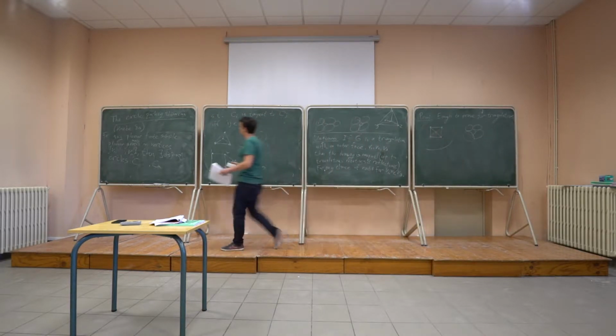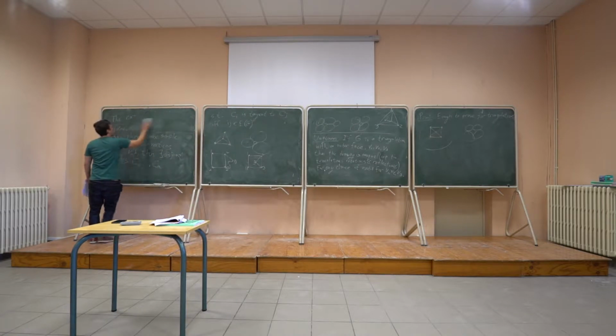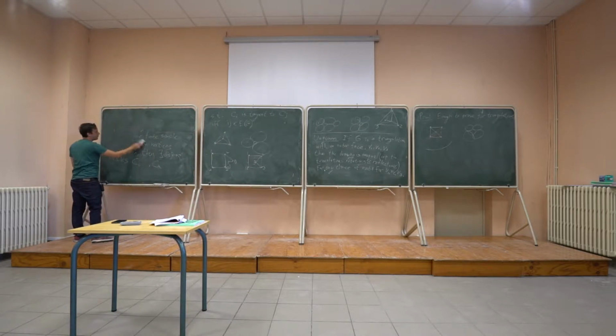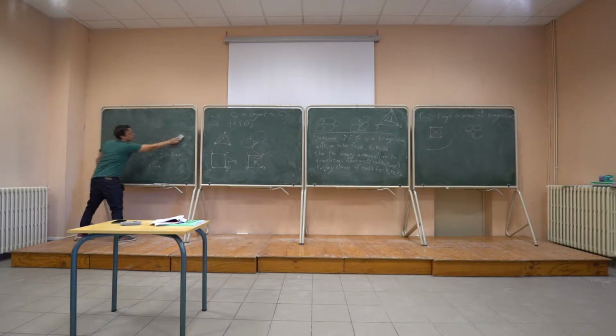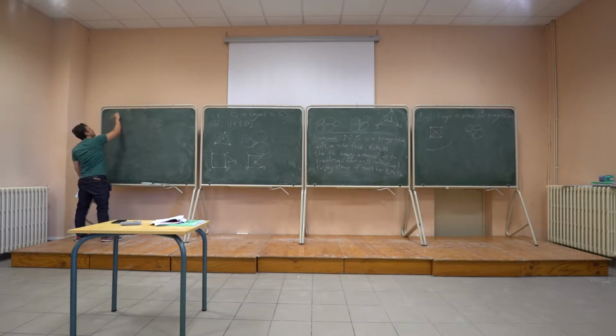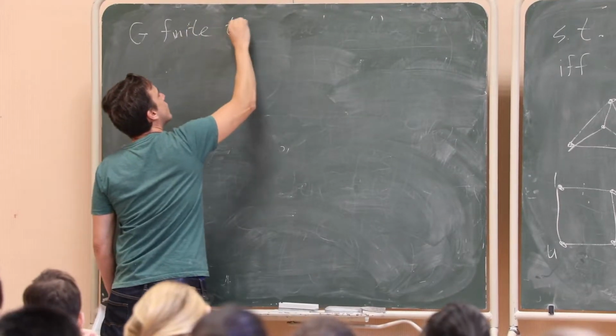So now we're in a finite triangulation. I'm reminding you of Euler's formula. G is now a finite triangulation.